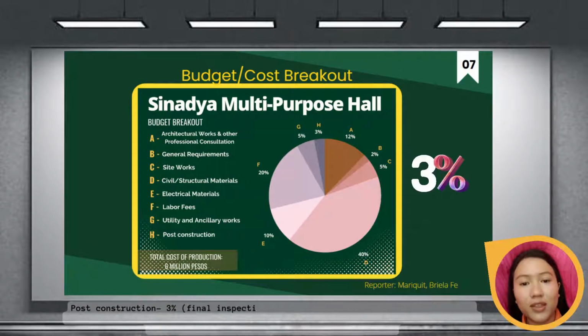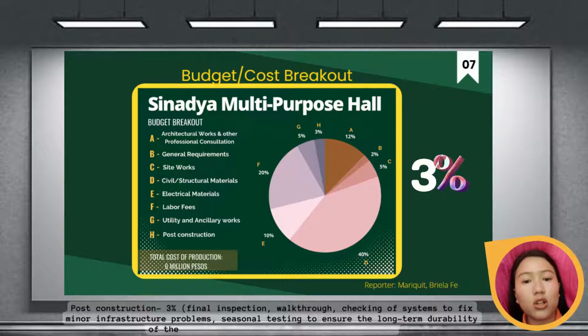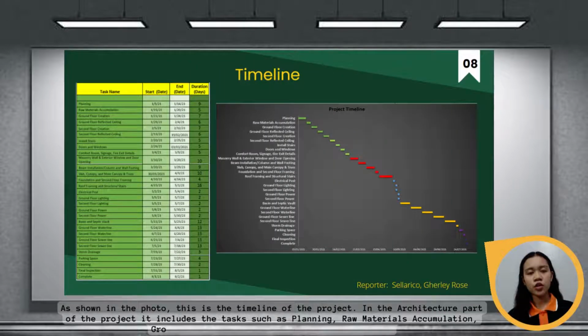Post-construction, which is 3%. That includes final inspection, walkthrough, checking of system to fix minor infrastructure problems, seasonal testing to ensure the long-term durability of the function hall that may take up for a year. As shown in the photo, this is the timeline of the project.